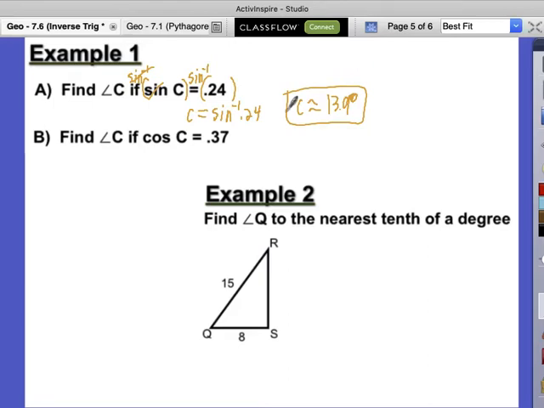So you actually really should have a measure of angle C. I really should have the measure of angle C there.